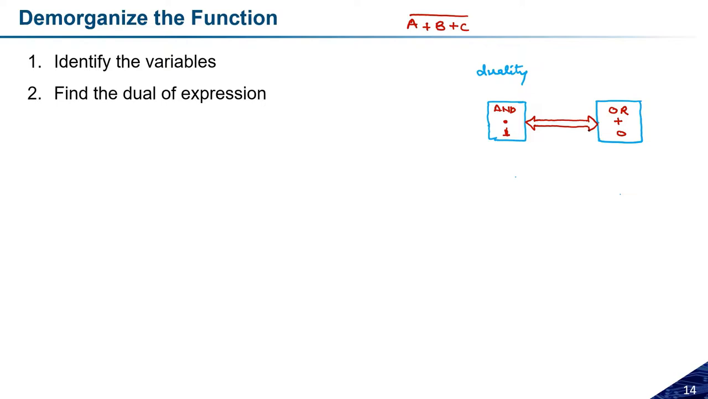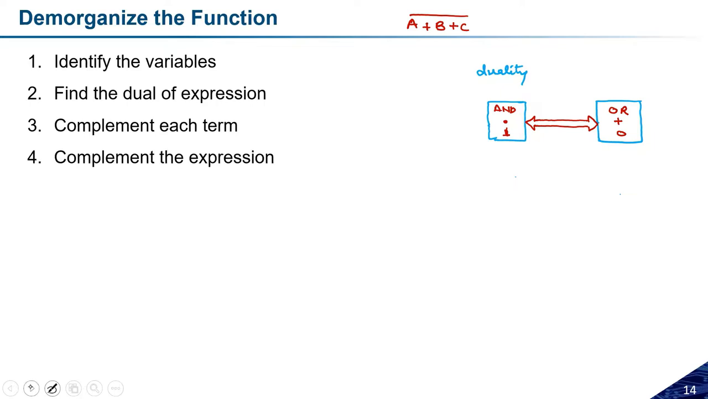Suppose I have a function. The first step is to identify the variables. The second step is to find the dual of this expression. How to find a dual? I just told you now. The third step is to complement each of the terms, whatever terms you got. And the fourth step is to complement the expression. Whatever the final expression you have, you have to complement it.